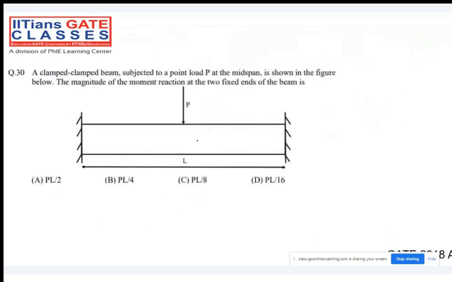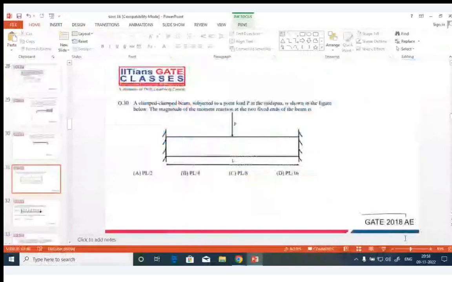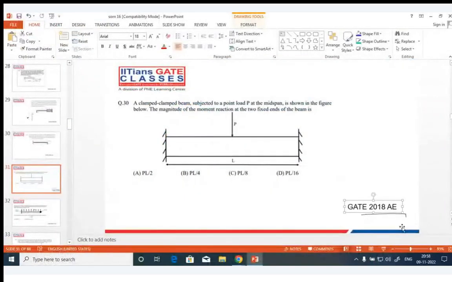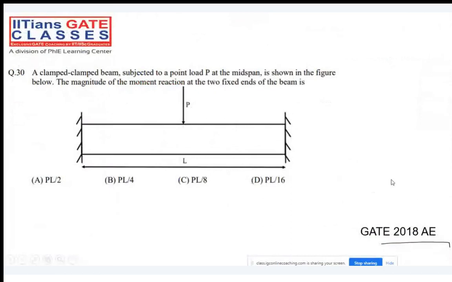Now just note down this particular problem that they have asked in GATE 2018 in aerospace. Now, how to proceed with this particular type of problem? Let's see. Statically indeterminate beam, right? These are the statically indeterminate beams.